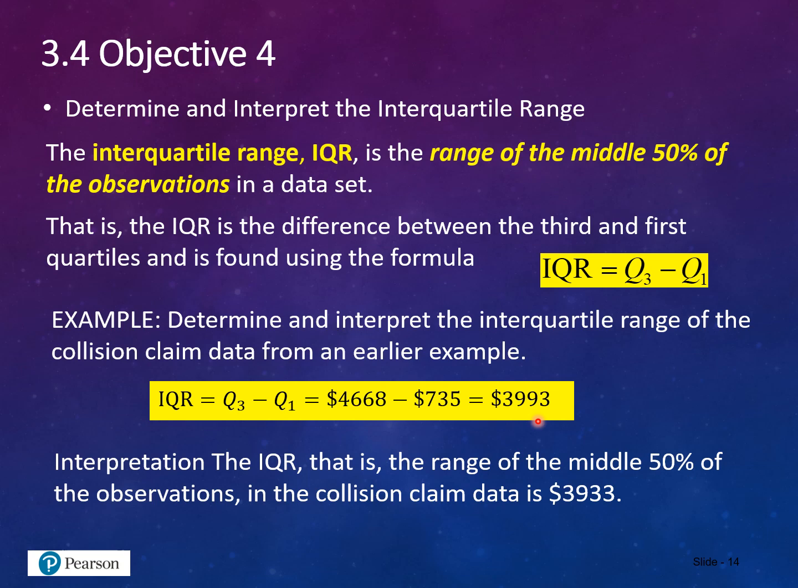The range of the middle 50% of observations in the collision claim data is $3,993, and it's just the dollar value of all the, well, in this case it's the dollar value because they're claims, the data is dollars, but it's the value of all the numbers between the first and third quartile, or all the data that's exactly in the middle of your study or chart.